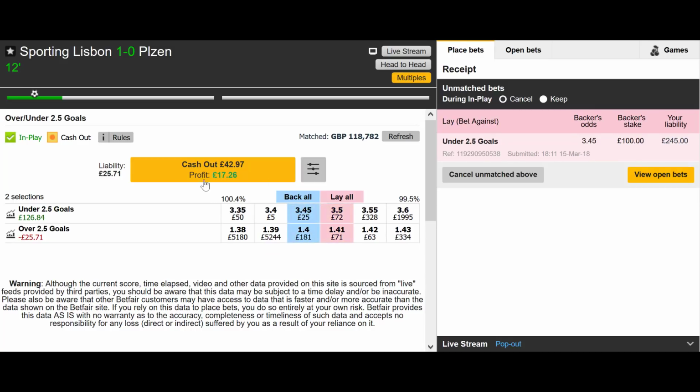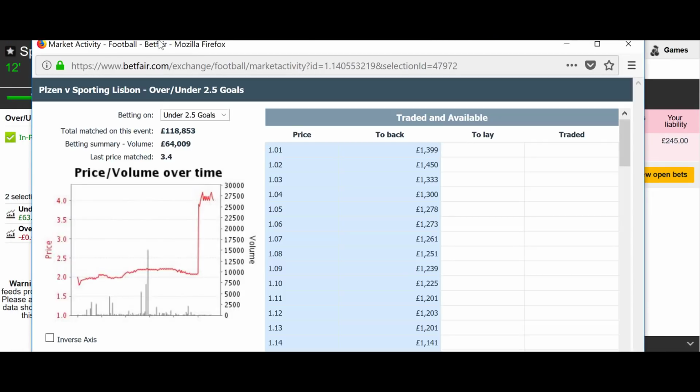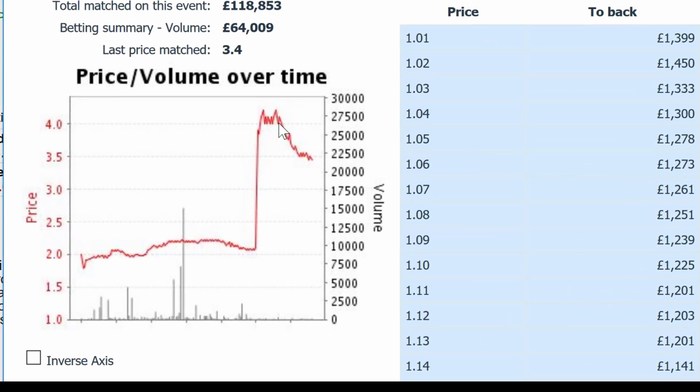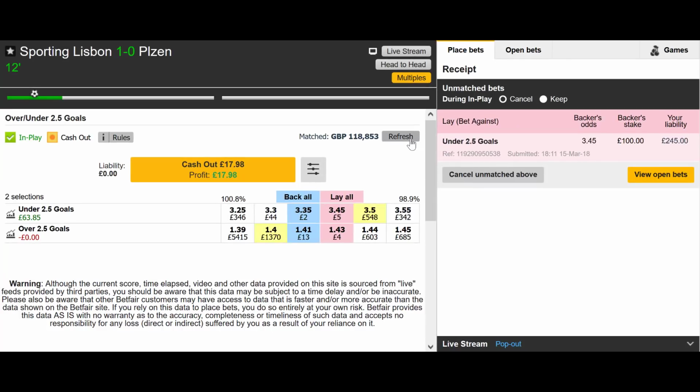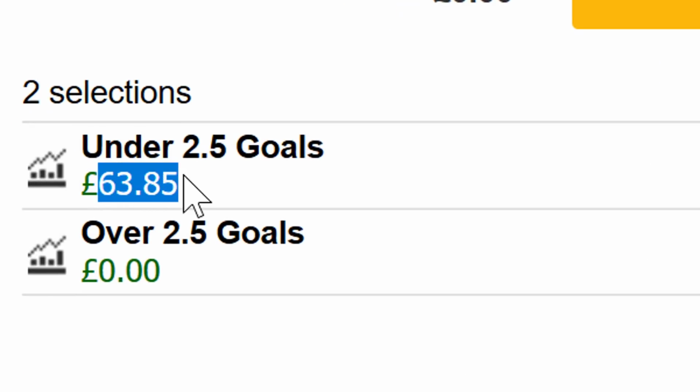You can see how quickly the odds fell. Let's have a look at the chart, how quickly the odds do fall immediately after a goal. We were in at 4, they've gone down to pretty much 3.5, and that's all happened within the space of 5 minutes. So now we are clean on this one. We're clean and green. I've got £63 sitting on under 2.5 goals.